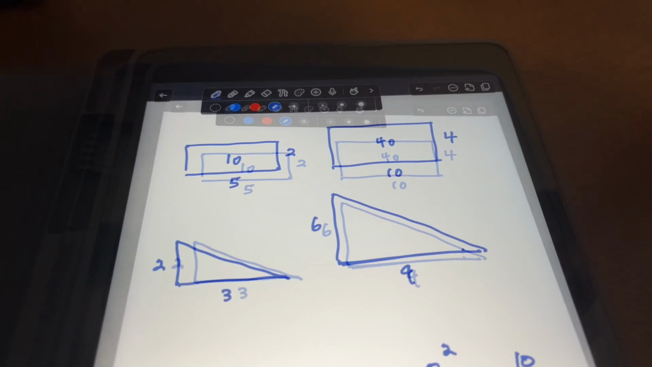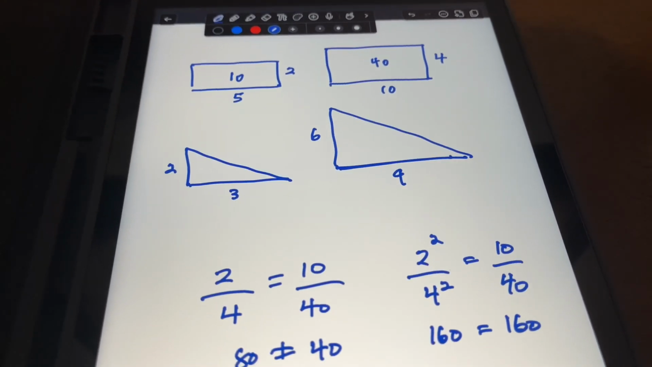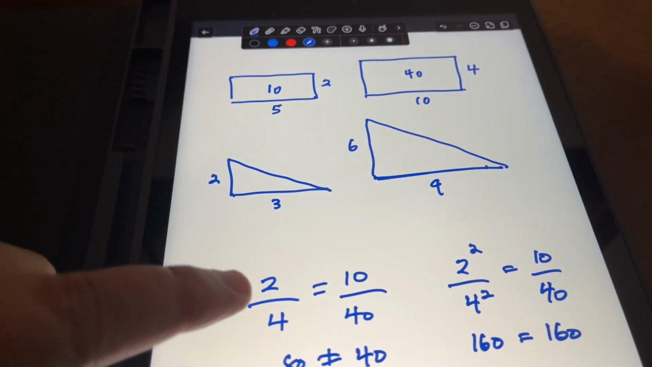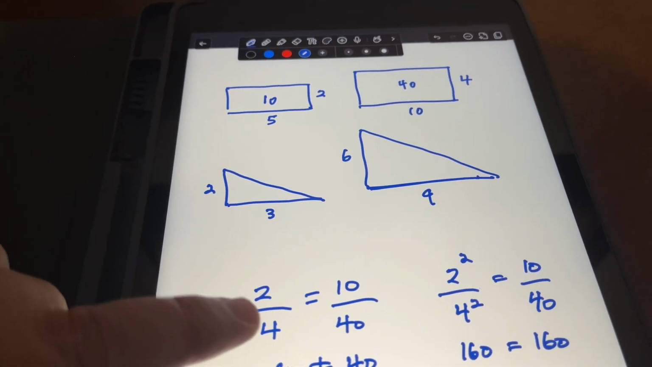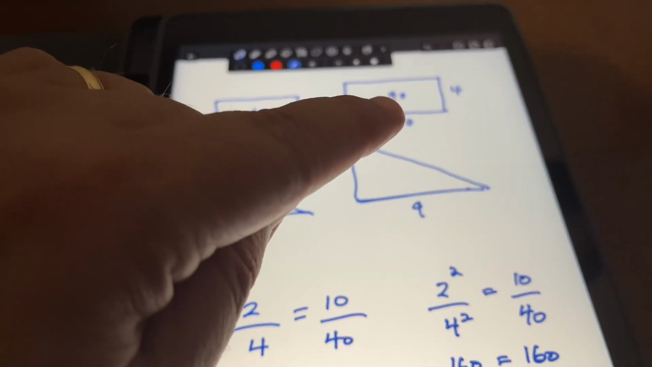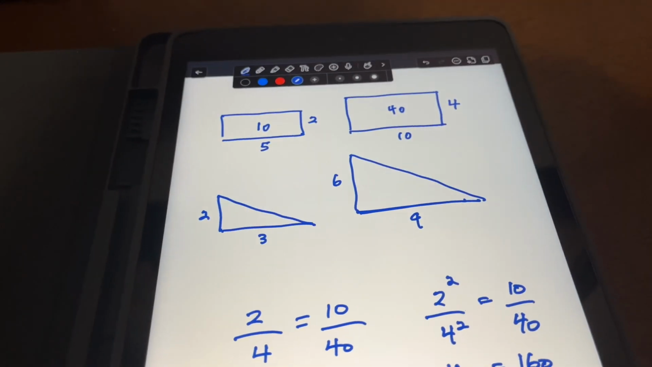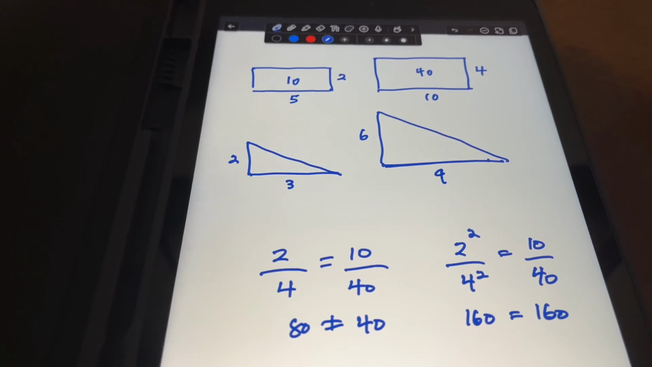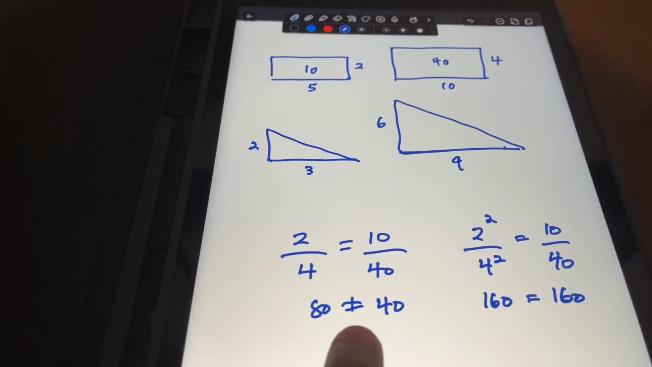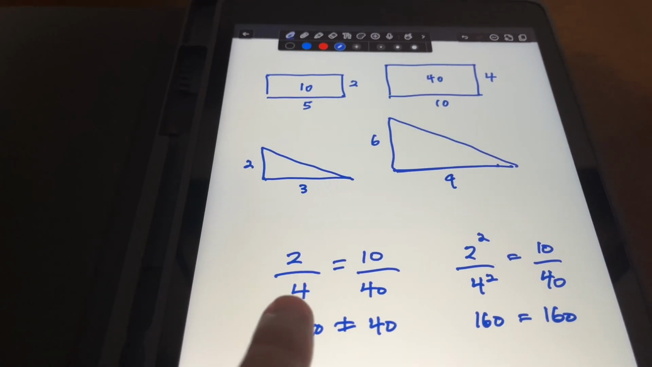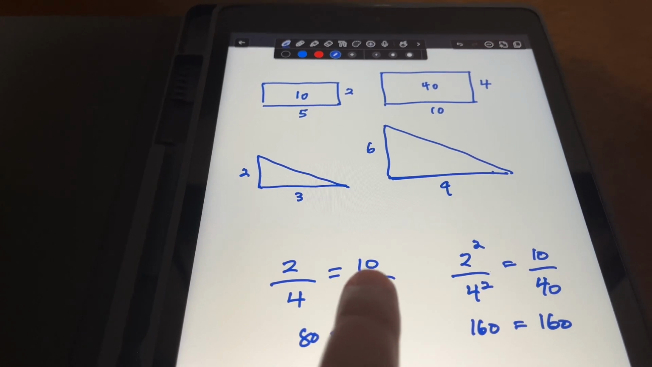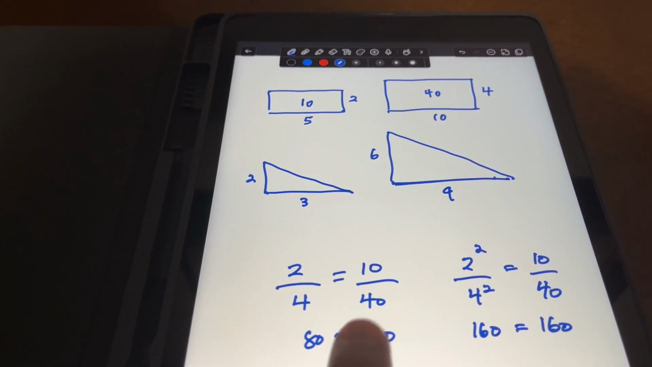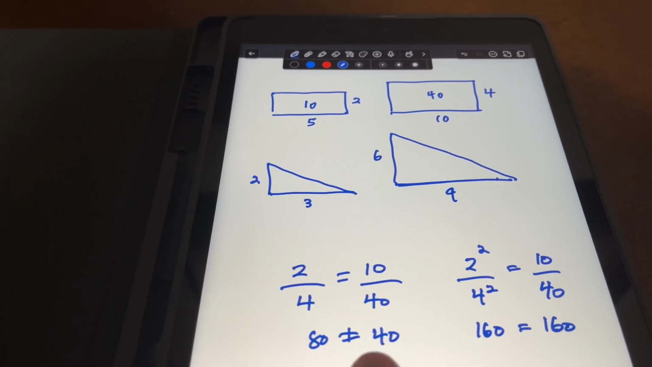I want you to notice something. If we set up a proportion, since this is 2 compared to 4, I could say 2 compares to 4 in the same way that 10 compares to 40. So I'm comparing the widths with the areas, and notice that is not true. 2 compares to 4 in the same way that 10 compares to 40 is not a true statement, because 2 times 40 is 80 and 4 times 10 is 40.